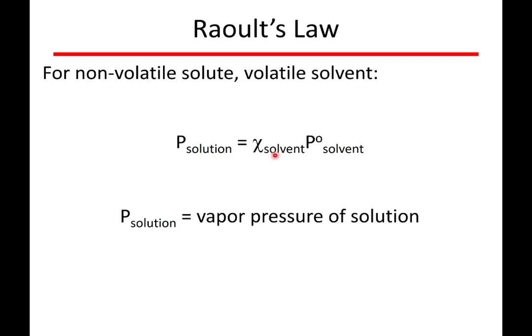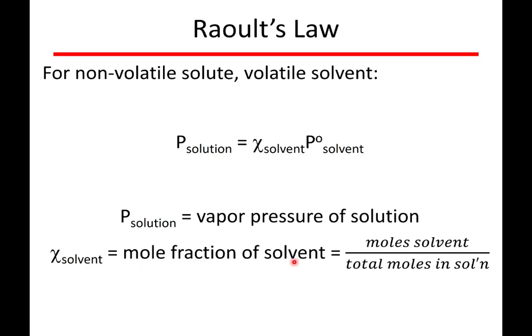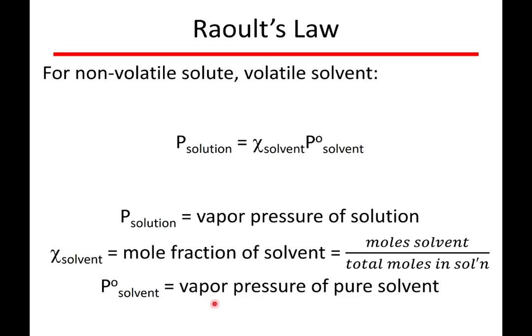So we're going to have chi of the solvent, that is to say the mole fraction of the solvent. Remember, it's been a while since we found mole fractions. Mole fraction of the solvent will be the number of moles of solvent divided by the total number of moles that you have in the solution. This gets multiplied by P naught for the solvent, and P naught for the solvent is the vapor pressure of pure solvent. So you take the vapor pressure of pure solvent and then multiply it by the mole fraction of the solvent. That tells you what the vapor pressure of the solvent is, which by extension is the vapor pressure of the whole solution, because the solute contributes nothing to vapor pressure when it's non-volatile.